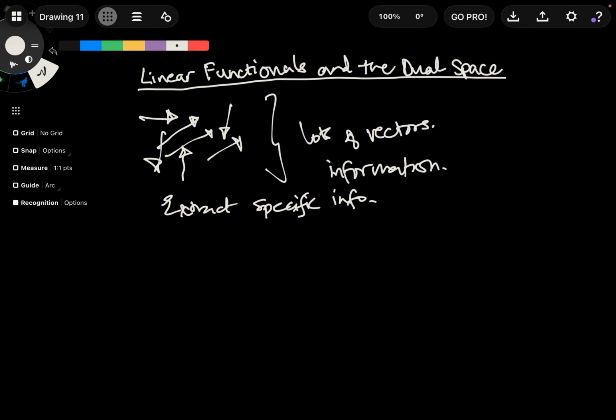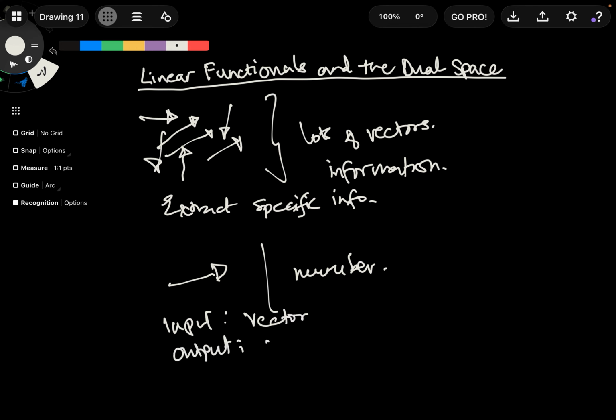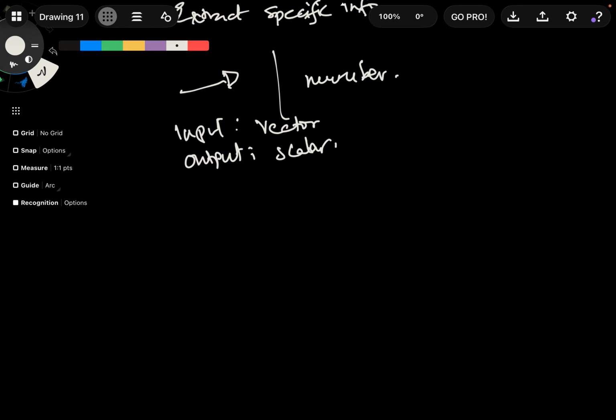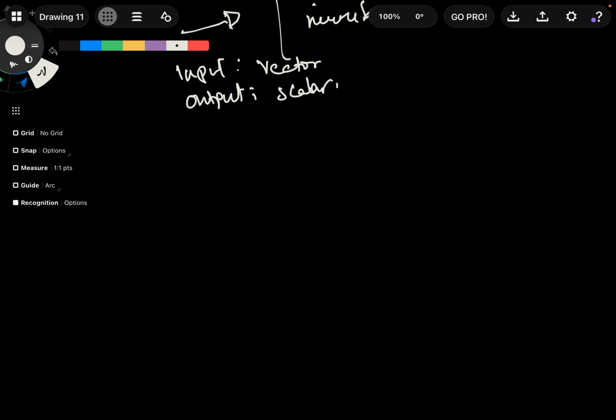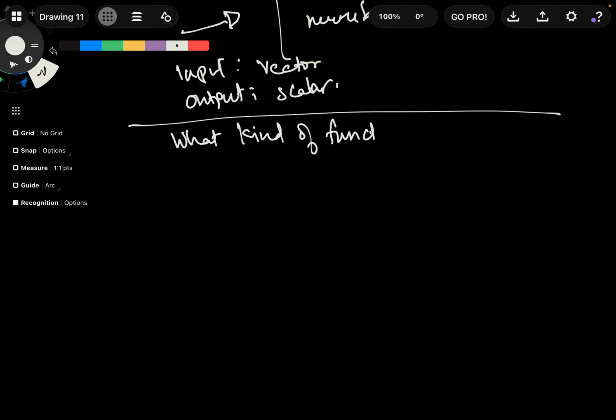So what is that? What is a linear functional? It's just a function that takes a vector and then returns a number. So the input is a vector and the output is a scalar. What does this mean? Well, what it means is that it depends a lot on what this function is, right? So what kind of function? A linear one. This is right in the title itself. A linear function is what we want.